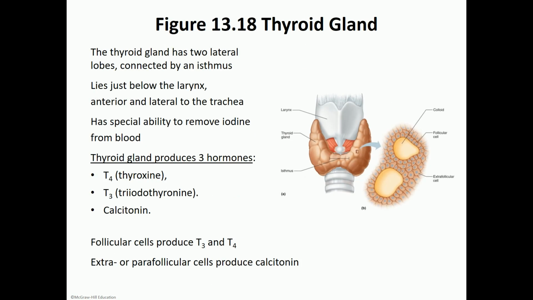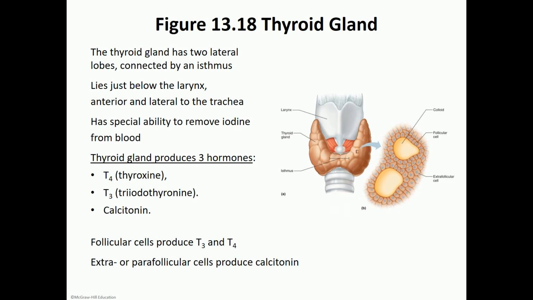Now off to the thyroid gland. The thyroid gland is a gland that is found in the neck. It looks like a butterfly. It has these two lobes, and it's connected in the middle through an isthmus. This is all thyroid tissue. It's found right underneath the larynx, and it's kind of hugging the upper part of the trachea or the windpipe.